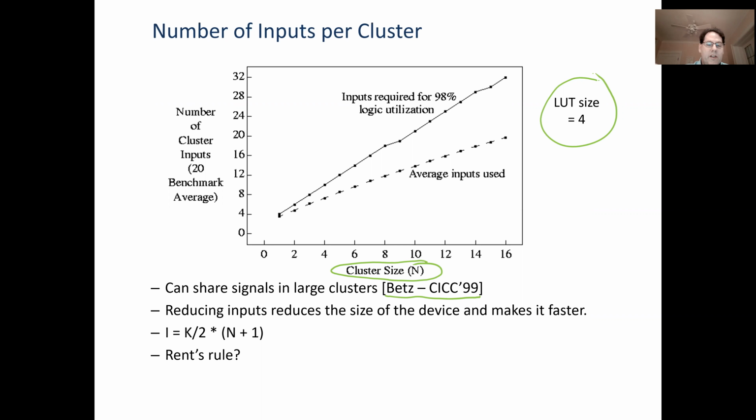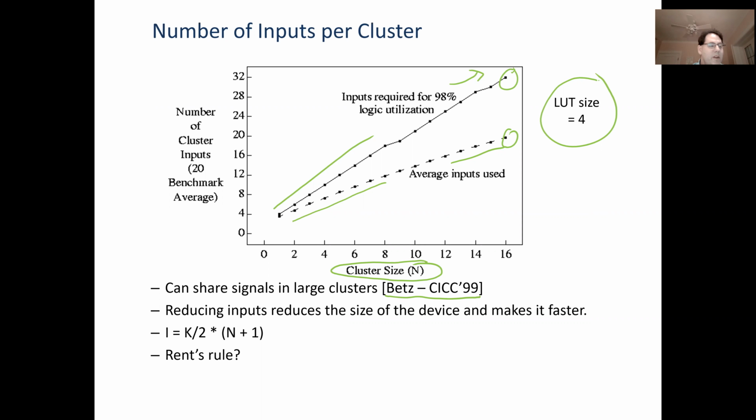And there are two curves here. One is, on average, how many inputs do we need per logic block? As you'd expect, it goes up gradually as the logic block gets bigger. Even if we have 16 4-LUTs, the average number of inputs you need is only around 18. And then the solid line is how many inputs you had to build into the logic block so you can use almost all the LUTs almost all the time. That's a higher number. By the time we get to 16 lookup tables in a logic block, we need about 32 inputs, quite a bit more than the average down here.